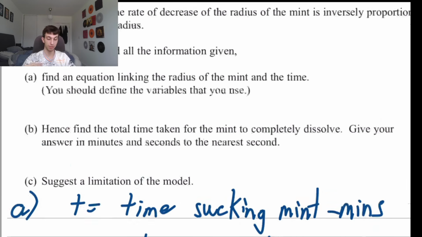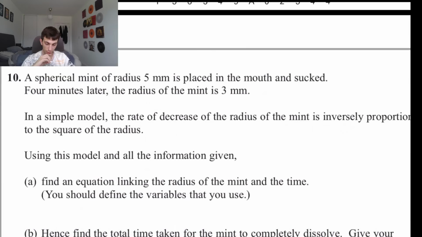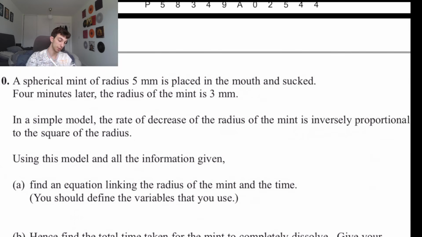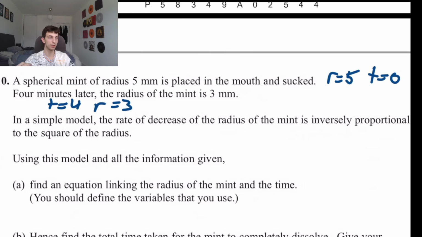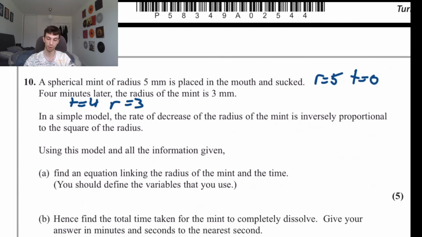Okay, so from here, let's use the information they give us. The radius is 5 at the start, so r equals 5 when t equals 0, and when t equals 4, so 4 minutes later, we have r equals 3. This will be useful later on. We have a feeling it's going to be a differential equation, because when we get given information, we have to use that to find the constant of integration normally. But let's just see where we go.